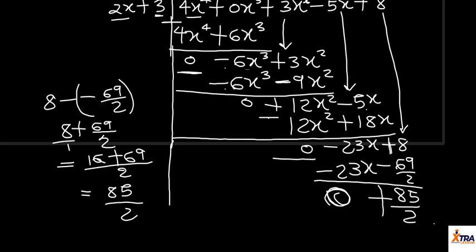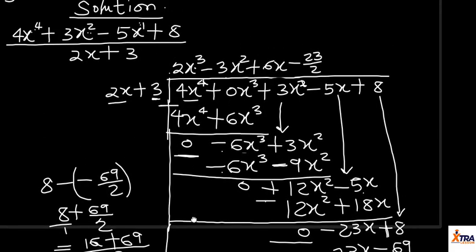So we have our remainder as 85 over 2. So you should know that your remainder can be a fraction, as well as your quotient. In fact, you can have a quotient where all the terms are fractions. You don't need to be amazed. It is still part of the process as long as you are doing the right thing.